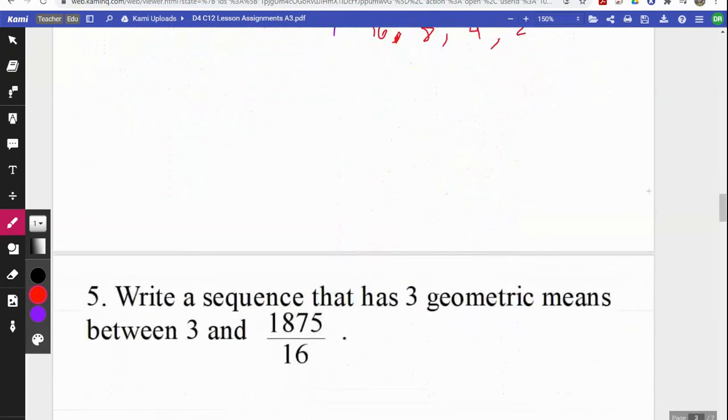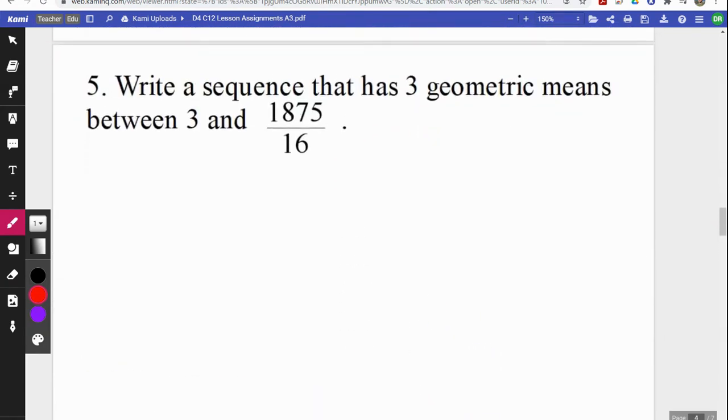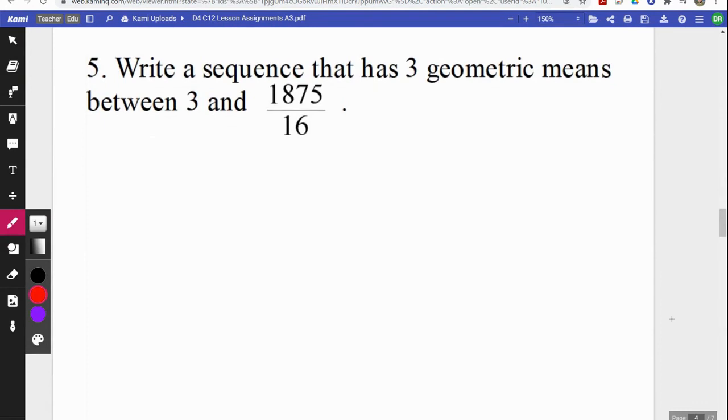All right, I think there's one more example. Write a sequence that has 3 geometric means between 3 and 1875 over 16. What that means is we have 3, and then there are 3 terms between. We want to find those 3 terms.